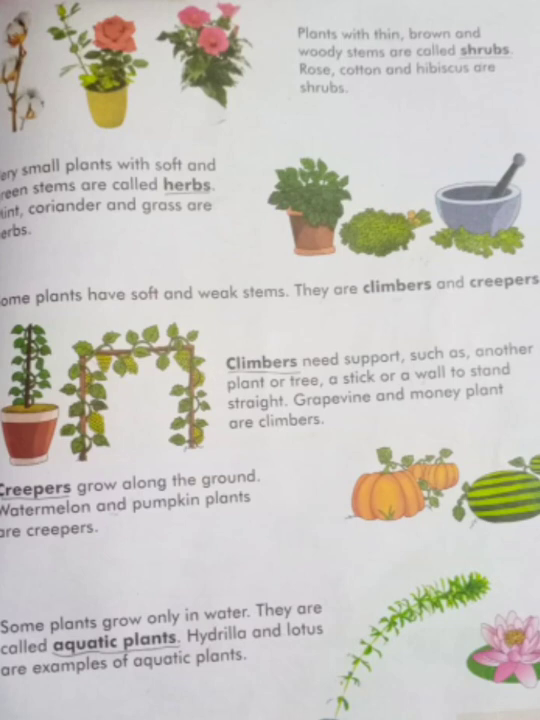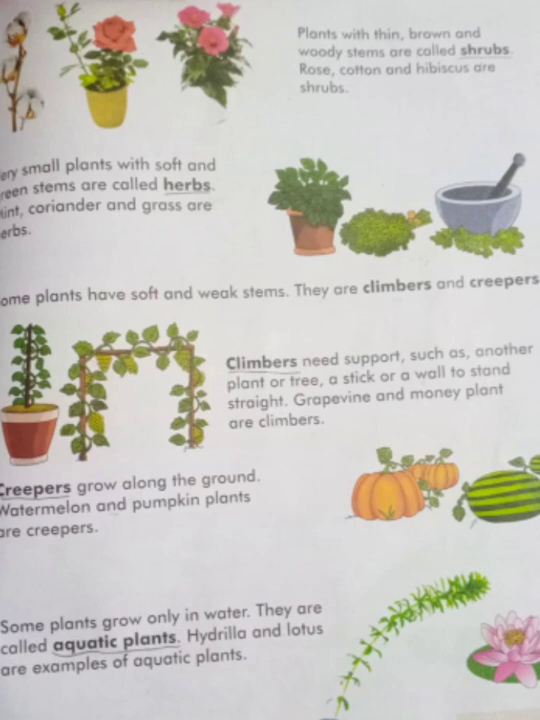Now you see these are also having the stem, and this is a woody stem. It is of brown color, but this is not as thick as a tree, and this is a very thin stem, and these type of plants are called shrubs. These are called the small plants also.